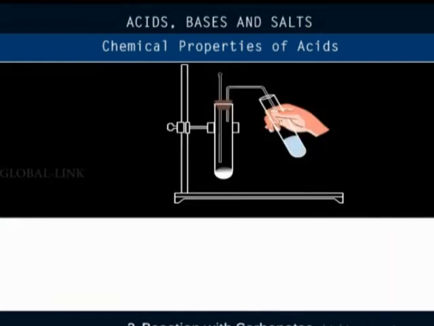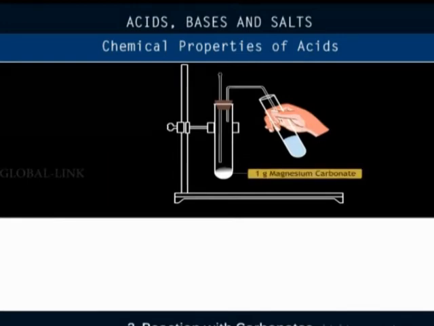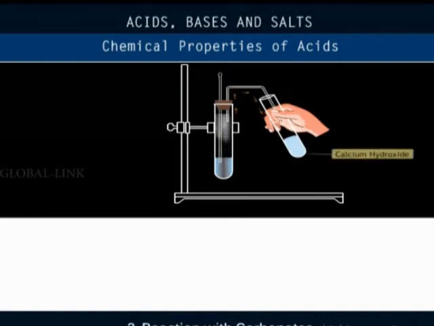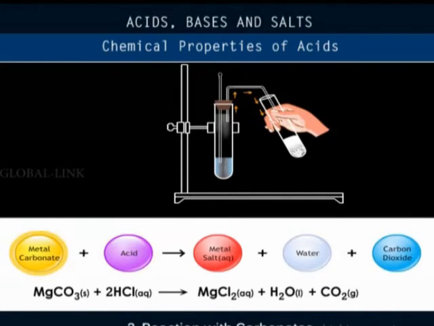Reactions with carbonates. In this experiment, we have 1 gram of magnesium carbonate in a test tube. We pour 2 milliliters of hydrochloric acid. We observe that a gas is being evolved. When bubbled through freshly prepared lime water, which is calcium hydroxide, a white precipitate is formed, indicating it's carbon dioxide. And so acids react with carbonates to form salts, water, and carbon dioxide.